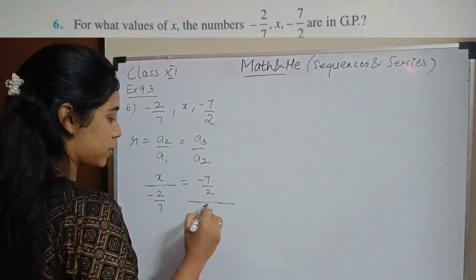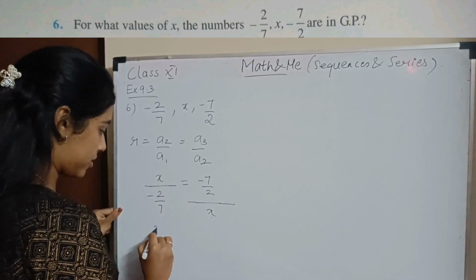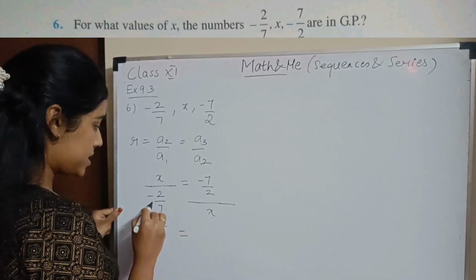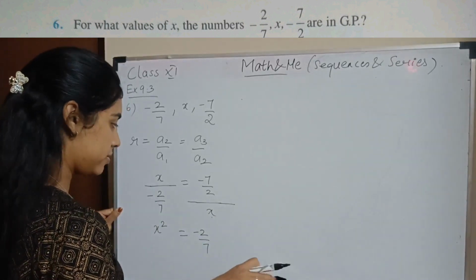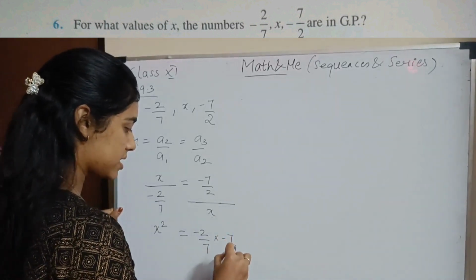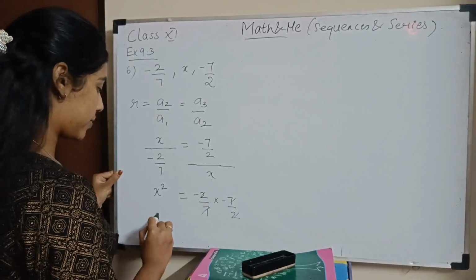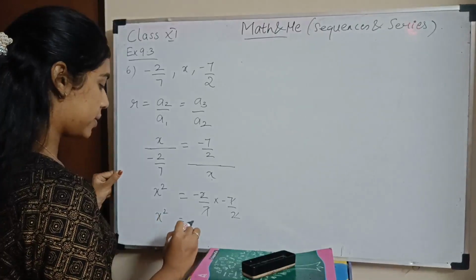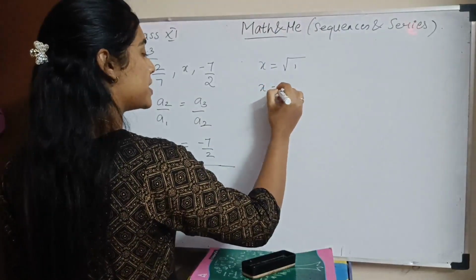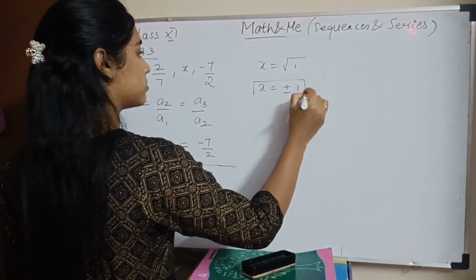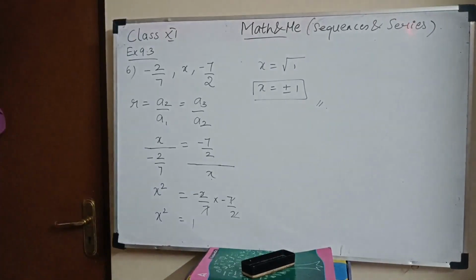Okay. So when I cross multiply, I multiply the denominator and the numerator. X square equals 2 by 7 times minus 7 by 2. So I have minus 2 by 7 times minus 7 by 2. They get cancelled. Minus into minus is plus 1. So I have x square equals 1. X is equal to root of 1, which means x equals plus or minus 1. Okay, that's it.